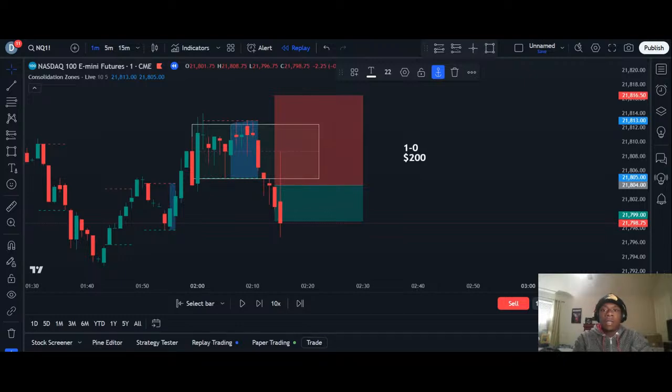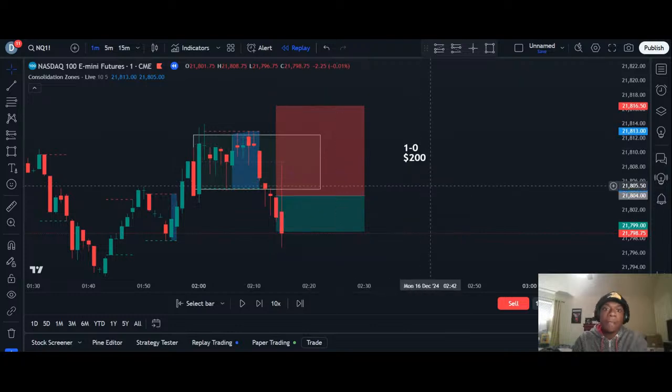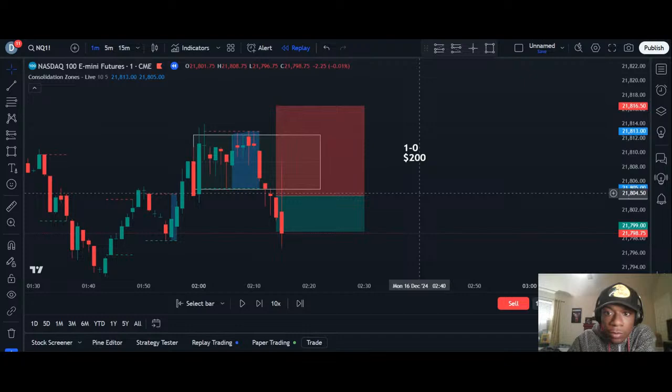I know on Topstep they give you 5 contracts. So if you did 3 contracts, you'd be up $300. 4 contracts, you'd be up $400. 5 contracts, you'd be up $500. 1 contract, you'd be up $100. I just used 2 contracts, so that's why I'm saying I'm up 200. So that's trade number 1 for the day.